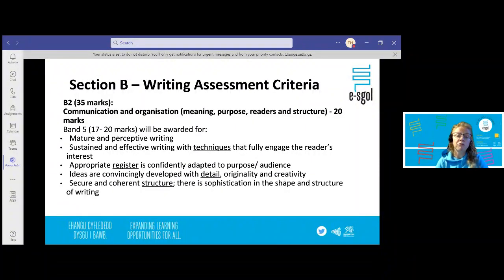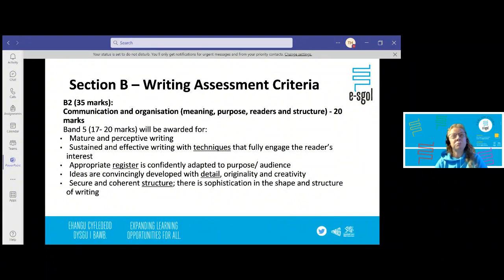You're going to use the appropriate register. That means you're going to be very aware of your audience and you're going to know exactly why you're writing and who you're writing for. And you're going to make sure that you are developing your ideas with detail and originality. And then it also says a secure and coherent structure.